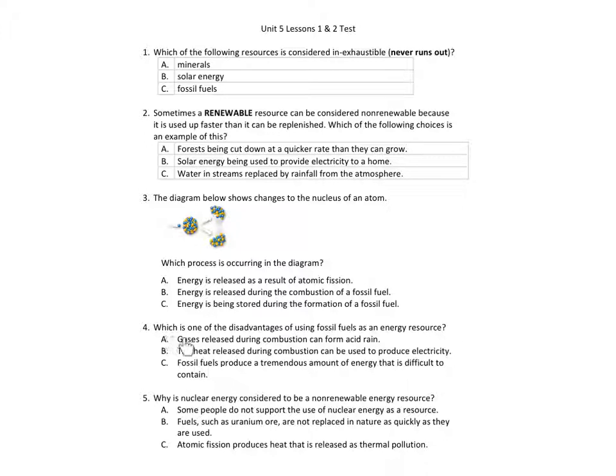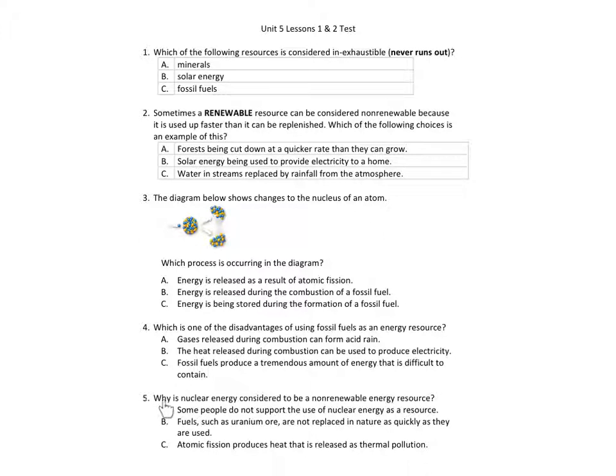Number 4. Which is one of the disadvantages of using fossil fuels as an energy resource? A. Gases released during combustion can form acid rain. B. The heat released during combustion can be used to produce electricity. C. Fossil fuels produce a tremendous amount of energy that is difficult to contain.